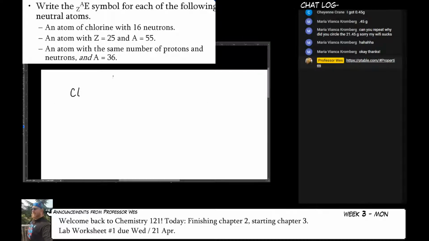So 17 protons. Oh, it thinks that somebody is putting in code. There we go.